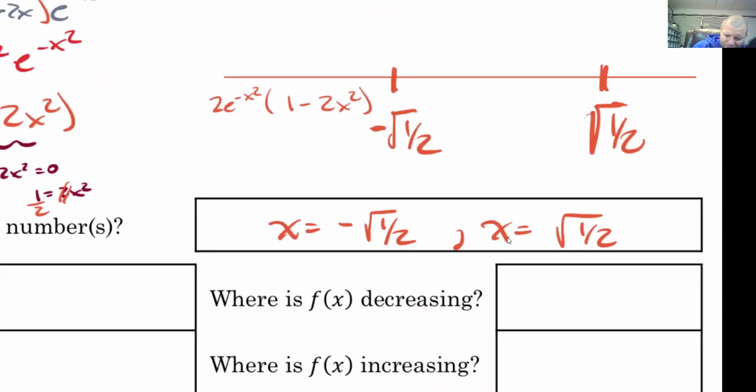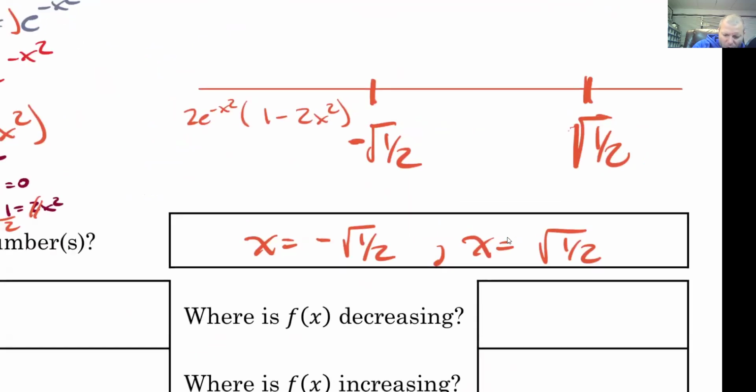But when we look at this, this 2 is always a positive number. It doesn't affect anything. This e to the negative x squared is always a positive number. That doesn't affect anything. So we're realistically just looking at this 1 minus 2x squared for a table of signs. 1 minus 2x squared is a quadratic that opens downwards. It's going to look like this. We're going to get negative, positive, negative. But let's just check that just in case.